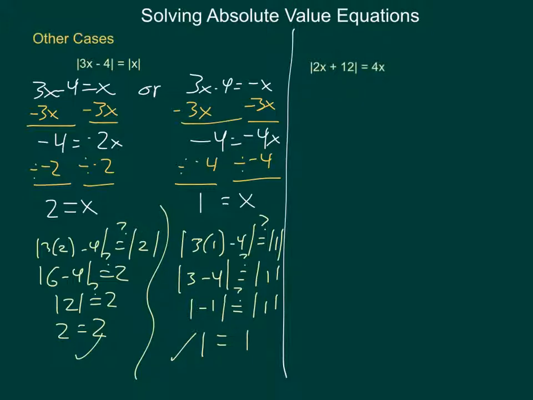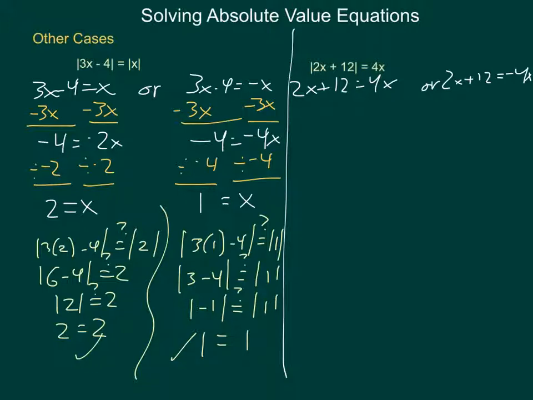Now, our last case we're going to look at today: the absolute value of 2x plus 12 equals 4x. Both sides are simplified as far as they can go. Now we apply our SADMAG solving. We have no subtraction, addition, multiplication, division, or exponents outside of our group. So we're going to apply the law of the group. That law tells us that 2x plus 12 equals 4x, or 2x plus 12 equals a negative 4x.